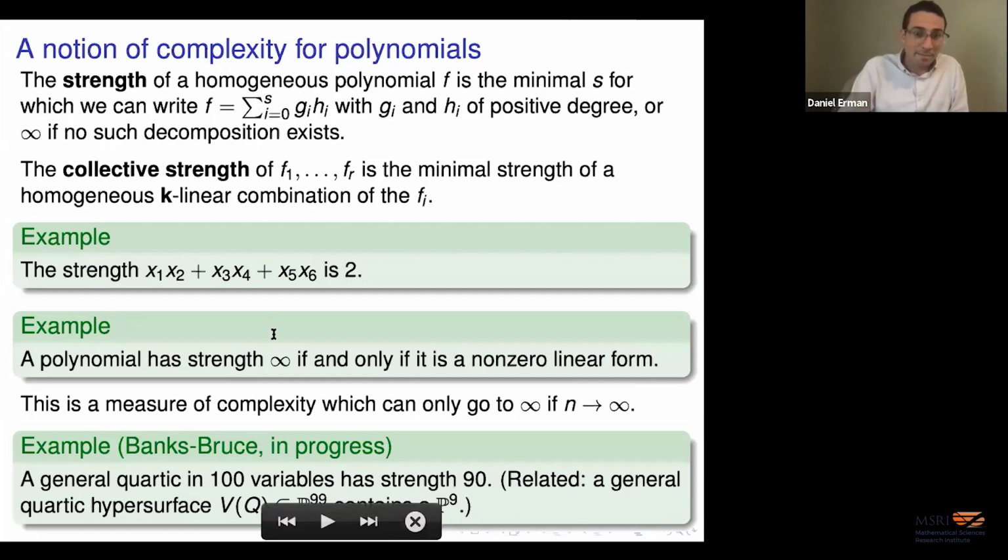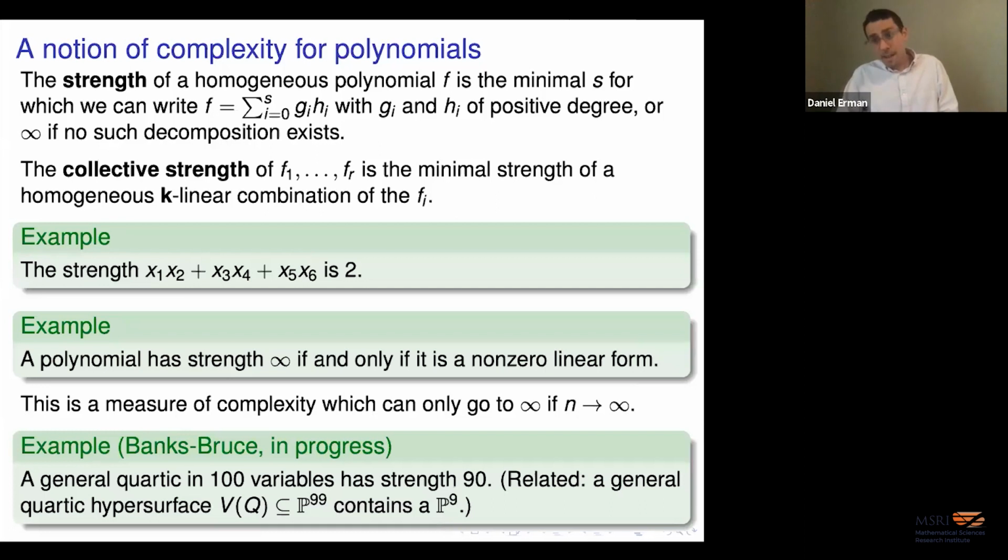So that's one example to get a sense of what strength means. Another example is strength 0 is equivalent to being reducible. If you're strength 0, then you factor as the product of 2 lower degree things. So strength 0 means reducible. Strength infinity is only possible if you're a linear form. And if you're a linear form, there's no way to do it with lower degree things.